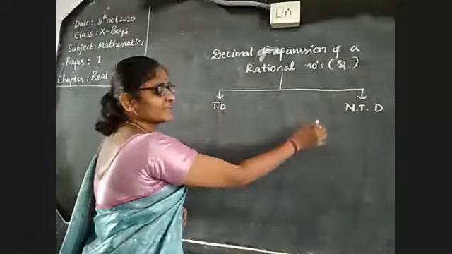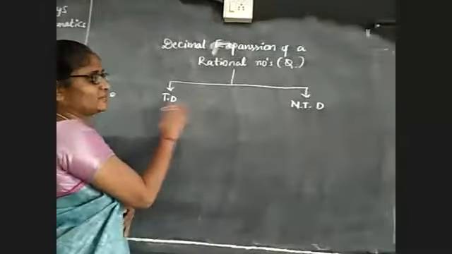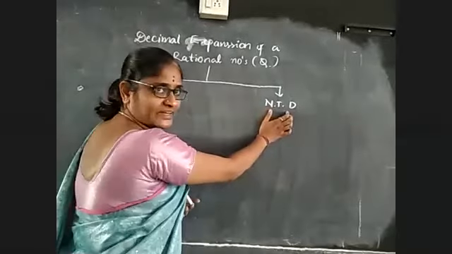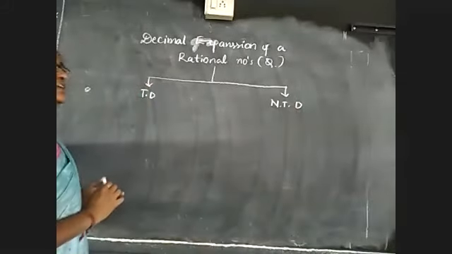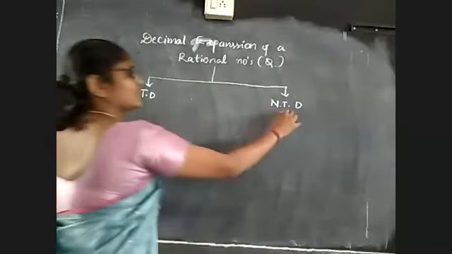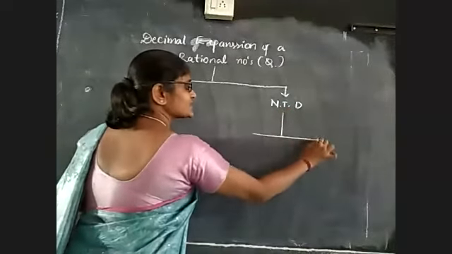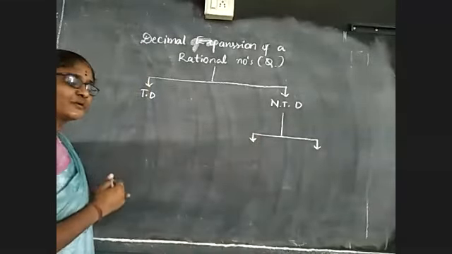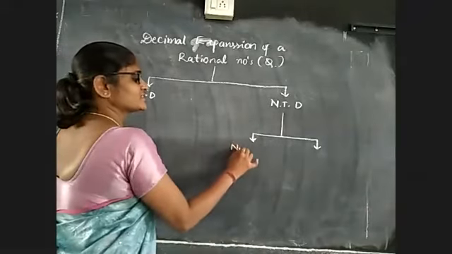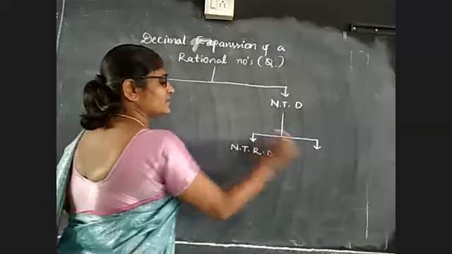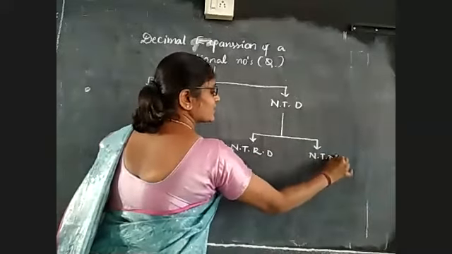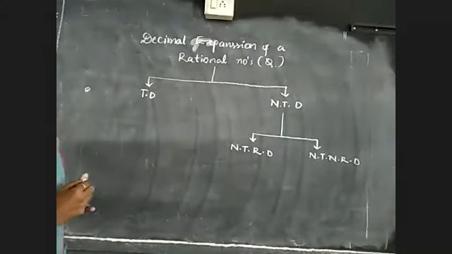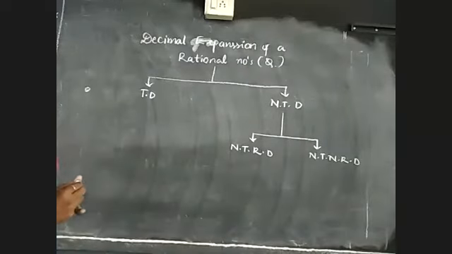On these terminating decimals and non-terminating decimals, we took two theorems. One is for terminating decimals, one is for non-terminating decimals. Once again I will repeat the two theorems. And here you see the flow chart. Next, these non-terminating decimals can be represented in two different forms: one is non-terminating recurring decimal, and the second is non-terminating non-recurring decimal. This is the flow chart for the topic: decimal expansion of a rational number.